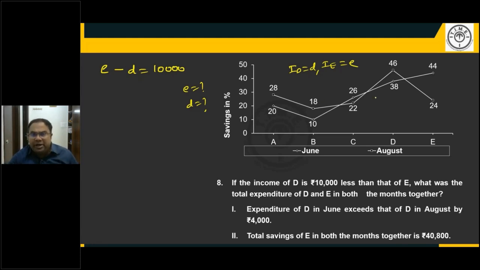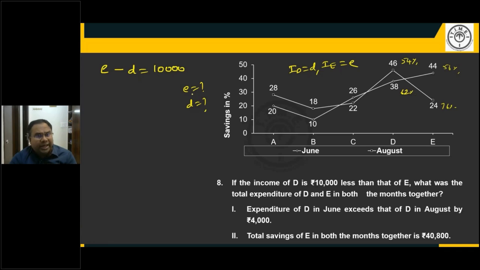I know the total expenditure. D is how much? 46. Already we have done this. So expenditure 54, this is 62, 116% of income of D. What about E ma? It is 56% expenditure. This is 76%. We can calculate 80 to 132% of income of E. So if I want to find out their expenditure, I know their percentages out of the total income.